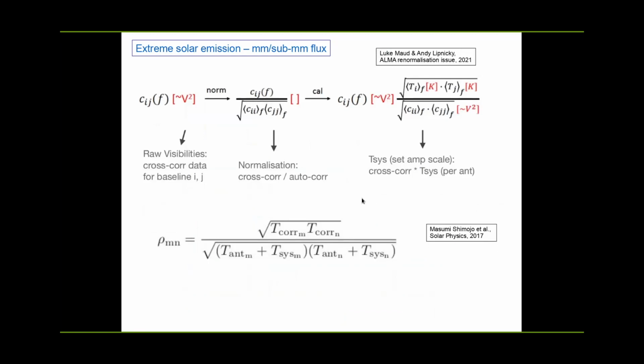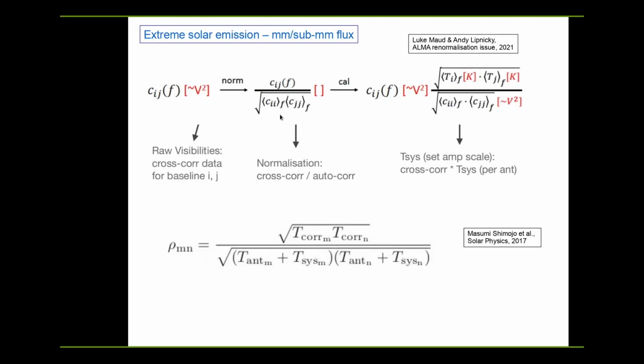This extreme millimeter and submillimeter solar flux has another issue, which is the T_ant. The T_ant is absolutely not negligible with respect to T_sys. I have an impression, correct me if I'm wrong, that it is very much connected with the issue of renormalization that appeared. I also borrowed this formula from Luke and Andy's presentation about renormalization, on how the standard ALMA calibration procedure works. So we have these correlations and autocorrelations, and via this you renormalize.